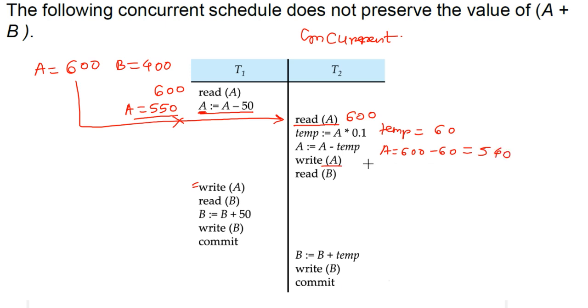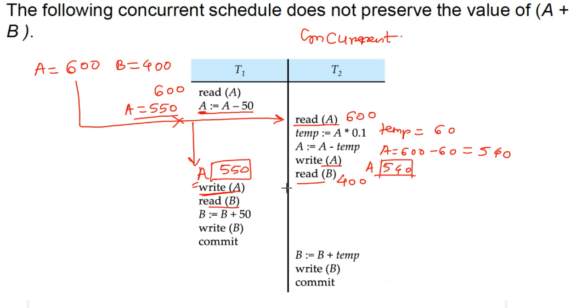Now here the write operation is there. So A will be 540 and that is the updated value of A. Now read B. B is 400. Just they have read the B here. Now here the write B operation is occurring. So this transaction will locally finalize the value of A, as the write A operation is occurring. So this transaction will locally make the final value of A as 550. Okay, now A is equal to 550 here.